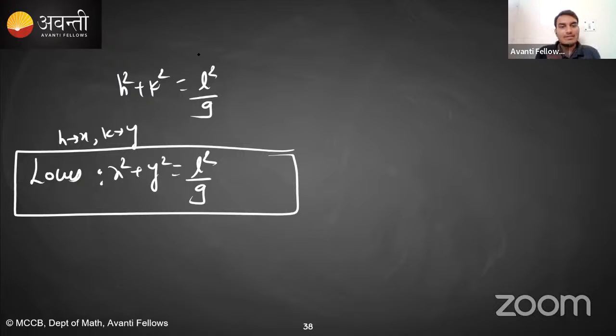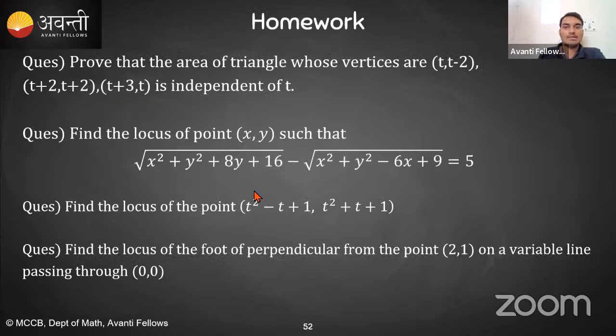In the next class, we will continue with the locus only. That's all for today. Let me give you the homework question. So this is your homework. You have to solve this problem in your homework. We will discuss this problem in the next class. In the next class, we will continue with the locus, and then we will start our discussion on the types of lines, the different forms of straight line.